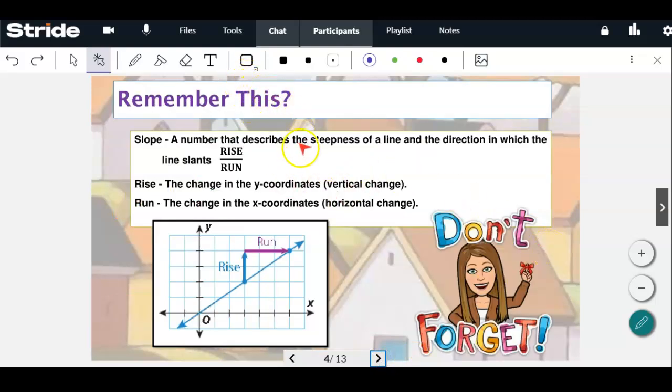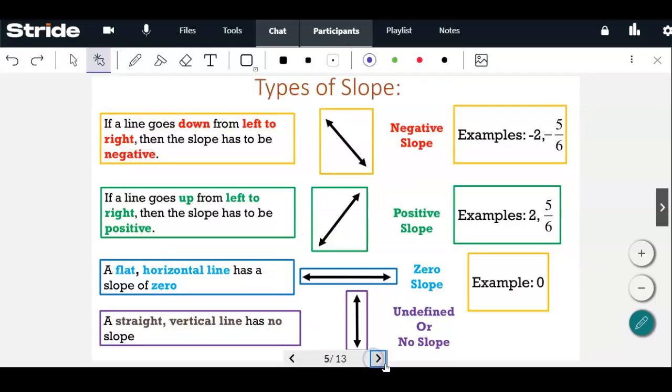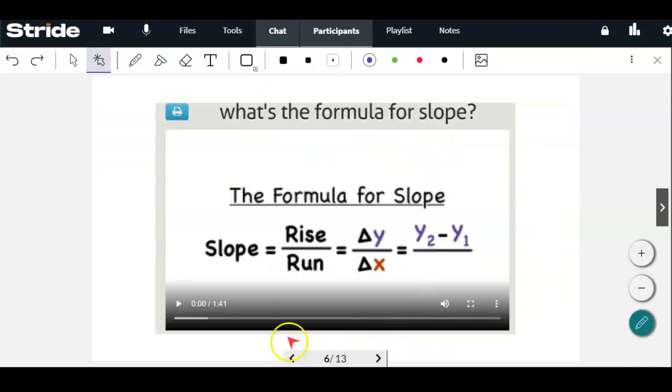So remember this, we've been working on slope. We got rise over run. The rise is the change in the y coordinate, and the run is the change in the x coordinate. All right, then remember types of slopes: negative, positive, zero, undefined. All right, so this is the slope formula, and just watch.